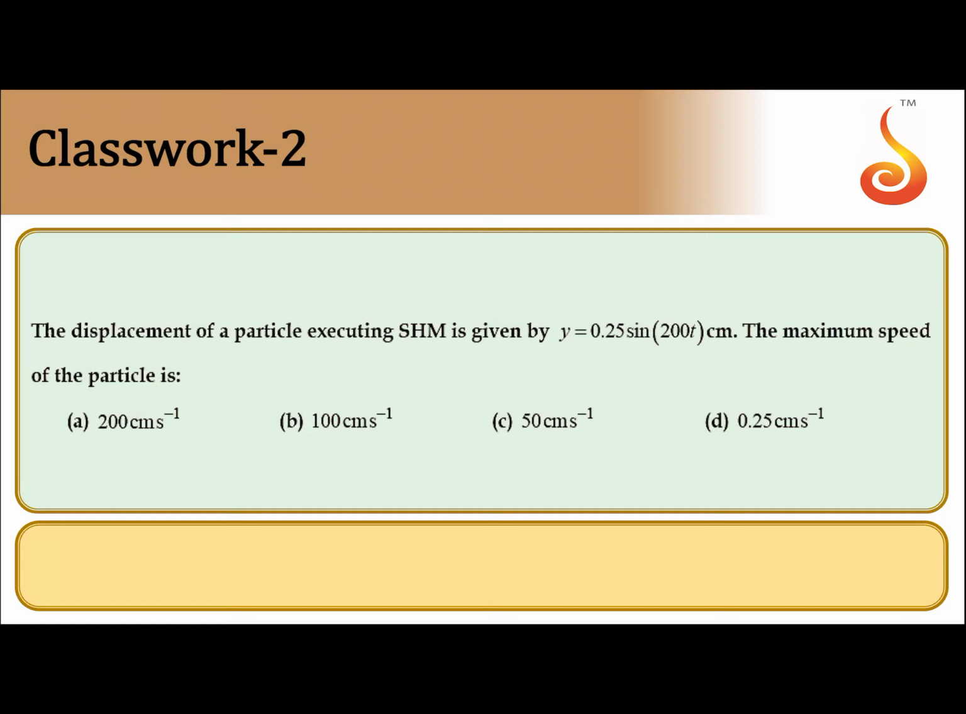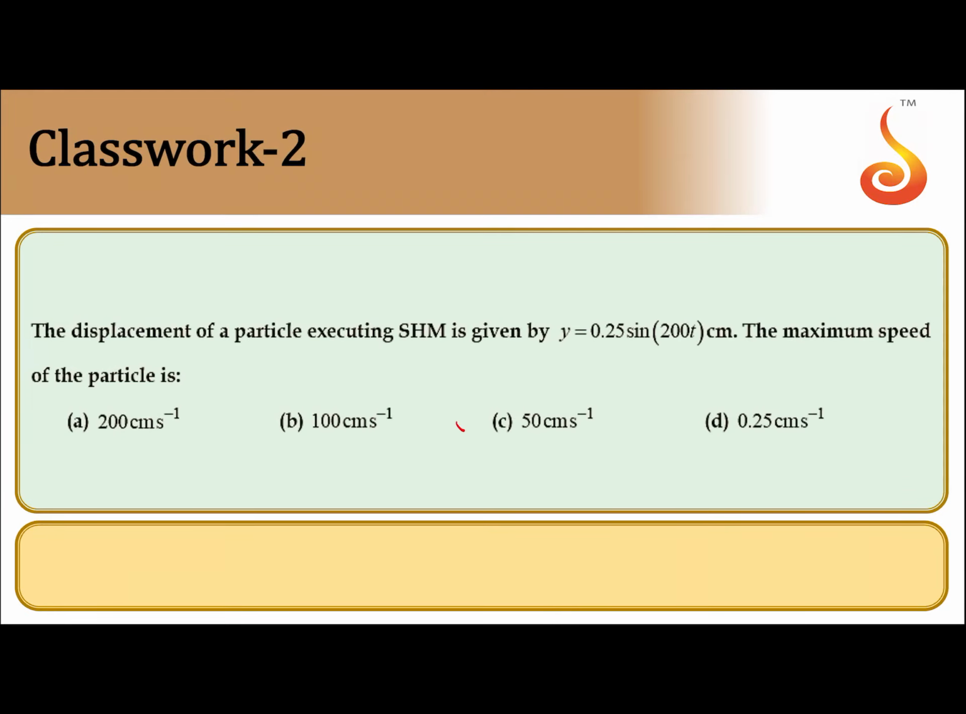Example 2. The displacement of a particle performing SHM is given by y is equal to 0.25 sine 200 t centimeter. The maximum speed of the particle is, simple thing, maximum speed is given by a omega, and the value of a is given as 0.25 into omega is given as 200, and this becomes 50 centimeter per second. So the maximum speed of the particle is 50 centimeter per second. C is the correct choice.